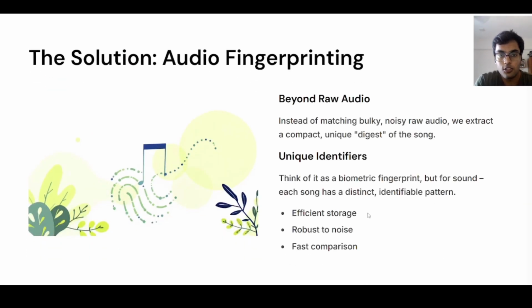So the solution to these three problems is audio fingerprinting. What it means is that we'll basically be making a fingerprint, which you can say is an identity card of the audio sample which we'll be taking. Instead of matching bulky, noisy raw audio, we extract a compact, unique digest. That digest is nothing but the fingerprint or the ID card of that song. We need to design a system which is storage friendly, robust to noise, and also gives me the output very quickly.